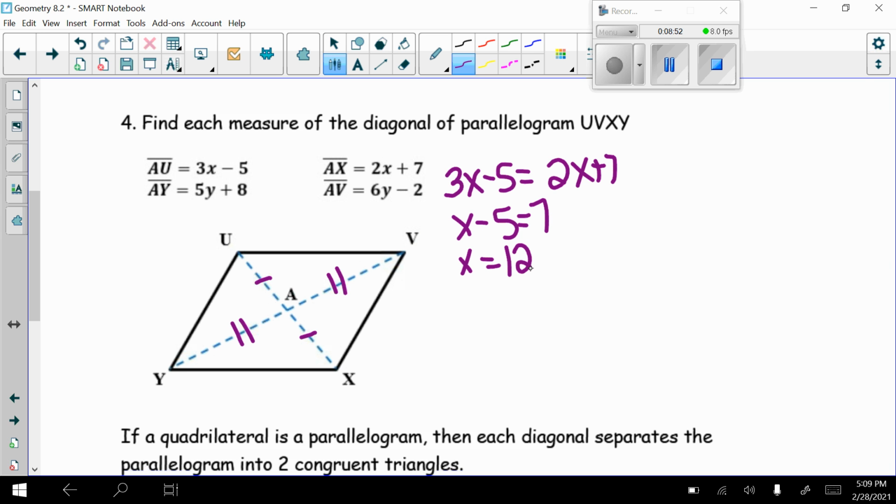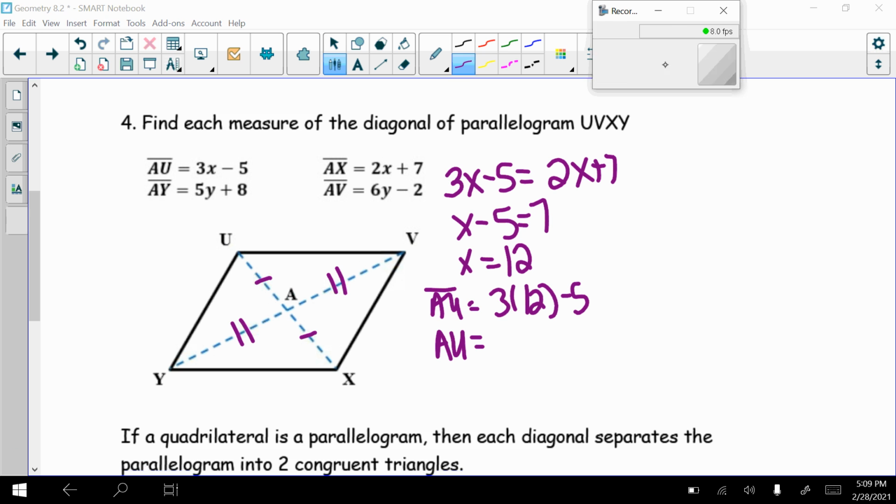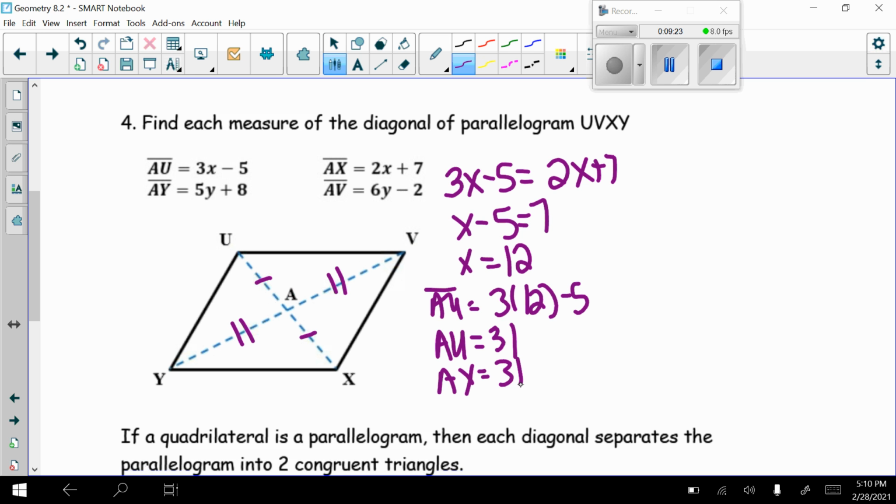But again, I need to plug that back in. So if I plug that in, it doesn't matter which one I plug it into. So if I plug it into AU, then I have 3 times 12 minus 5. So AU, 3 times 12, 36. 36 minus 5 is 31. So then that means that AX is also 31, but they asked me for the measure of the diagonal. So UX is 31 plus 31, which is 62. So there's the first diagonal.